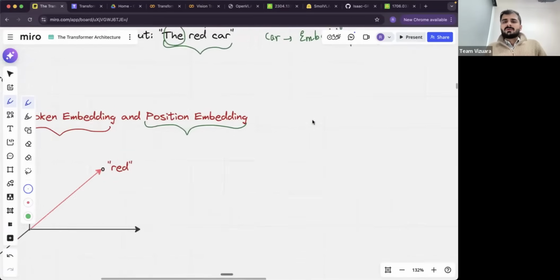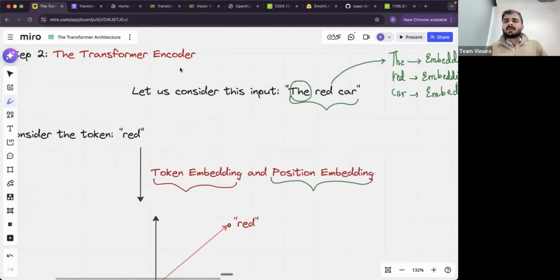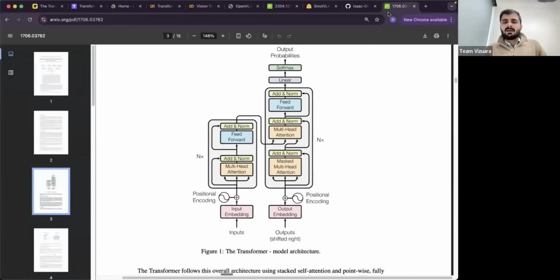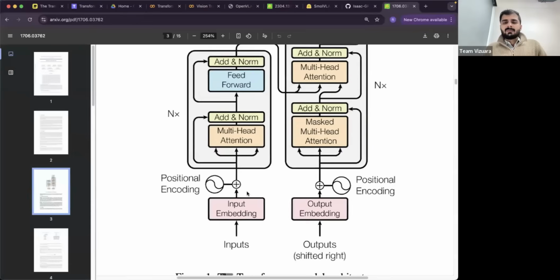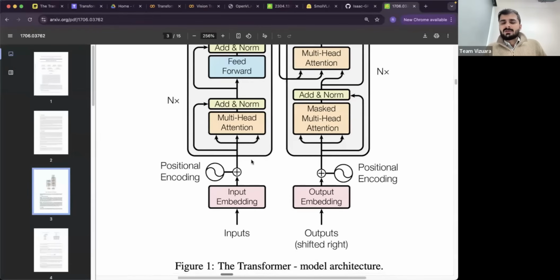Okay, so this is the first step that we have discussed right now. Let's go back and look at the architecture. If you look at this part of the architecture, it talks about input embedding and positional encoding. This is exactly what we have discussed right now. So the input gets processed and converted into embeddings for every single token in the input.